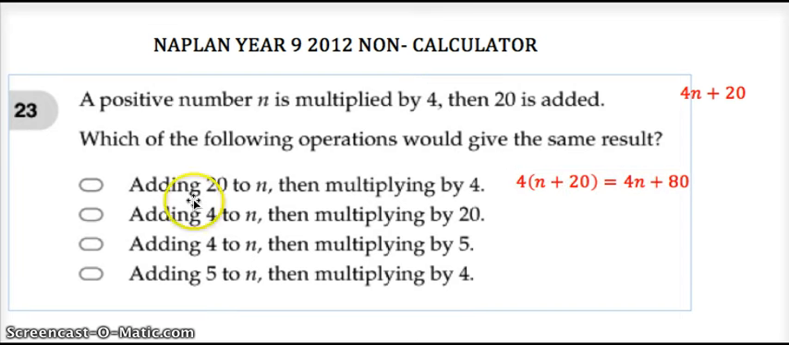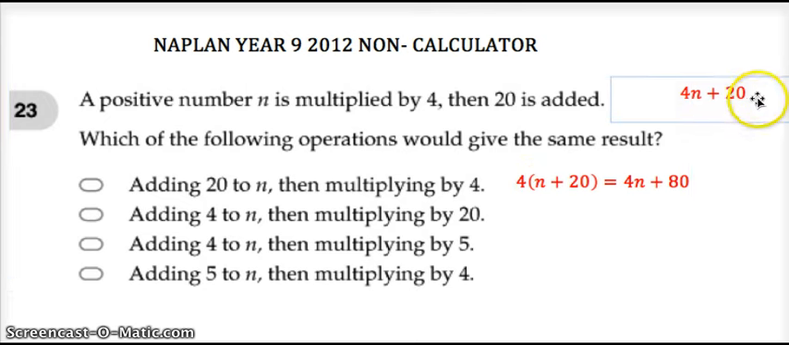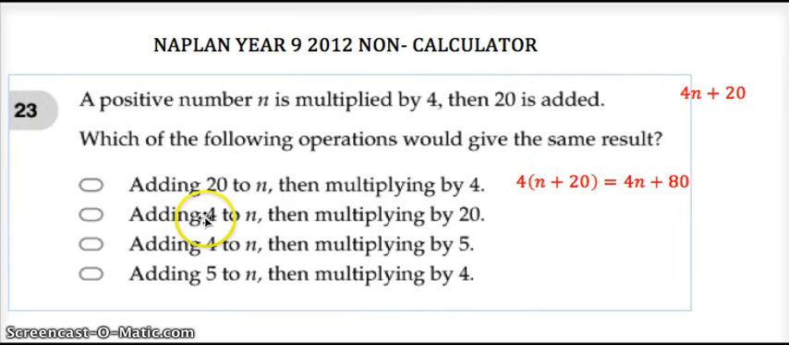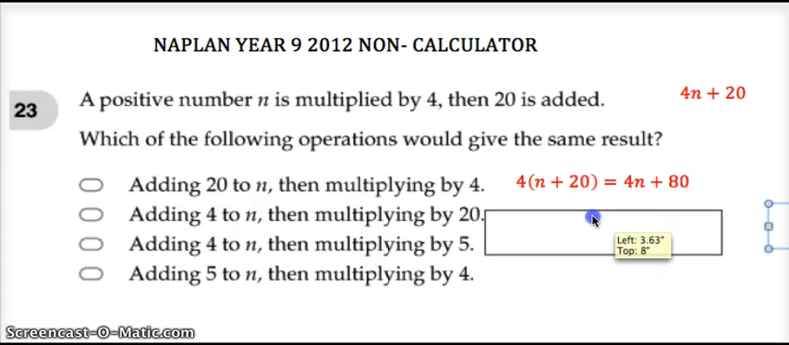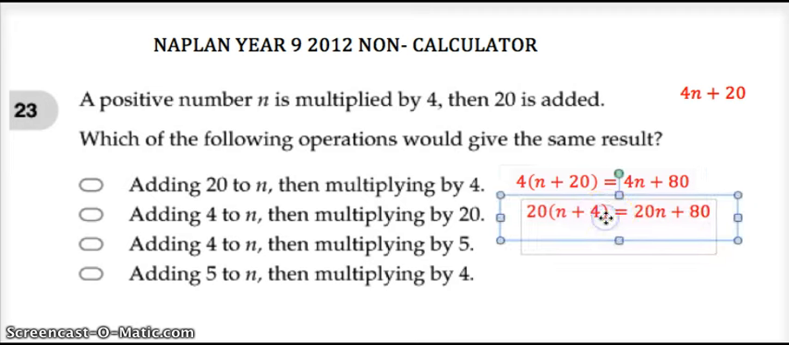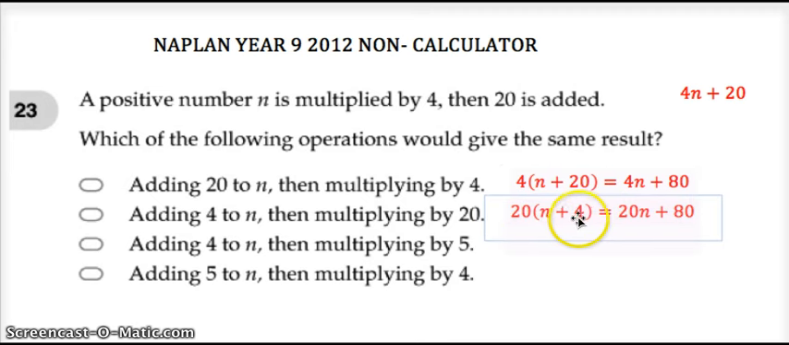Now that obviously is not the same as 4n plus 20. If I look at the second one, adding 4 to n and then multiplying by 20. So I'll write that here. We're doing n plus 4, which is adding 4 to n. Whatever result I get, I need to put that in brackets. So I put brackets around the n plus 4, and then I'll multiply it by 20 because the whole result of n plus 4 is multiplied by 20. So working that out and expanding, we get 20 times n is 20n and plus 20 times 4 is 80. So I end up with 20n plus 80. That's obviously not the same as 4n plus 20.